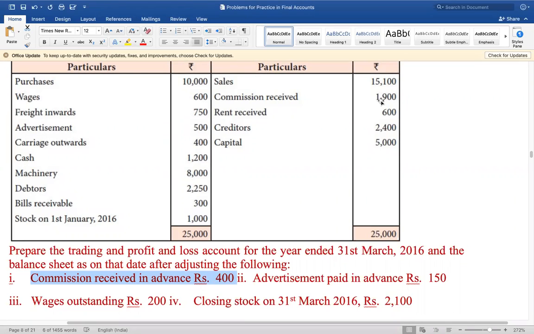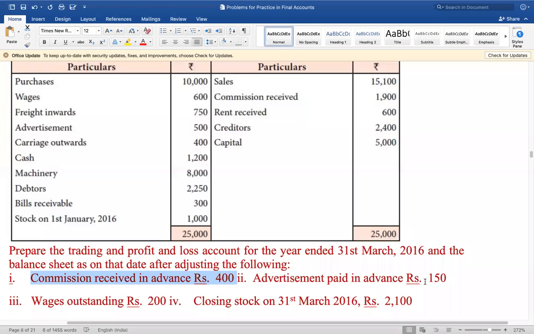Out of this 1900, 400 is belonging to the next year. So this is not for this year. Deduct this 400, so that what is for this year you will come to know. 1500 is what for this year. Then what do you do with this 400? Again, 400 is an obligation. You have to receive next year, you received in advance. It's a liability, right? Others' money is with you for no reason. Liability. Okay, next.